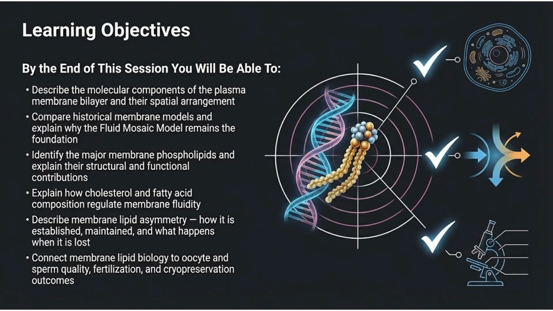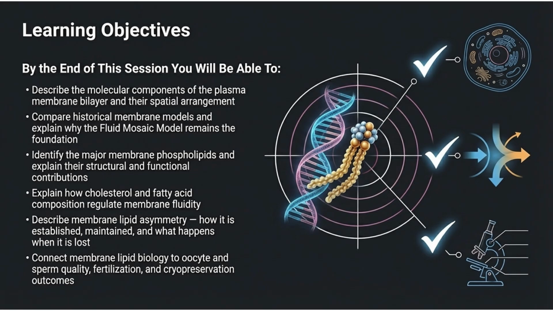Before we dive into the content, let us be explicit about what you should be able to do by the time we finish. These learning objectives are your compass. They tell you not just what to learn, but how deeply to learn it, and in what way that knowledge should be applicable. You should be able to describe the molecular components of the plasma membrane bilayer and explain how they are spatially arranged, not just listing them, but understanding why they sit where they do.